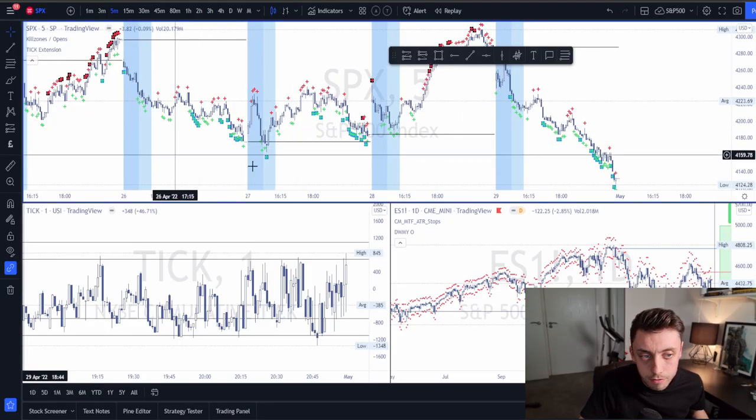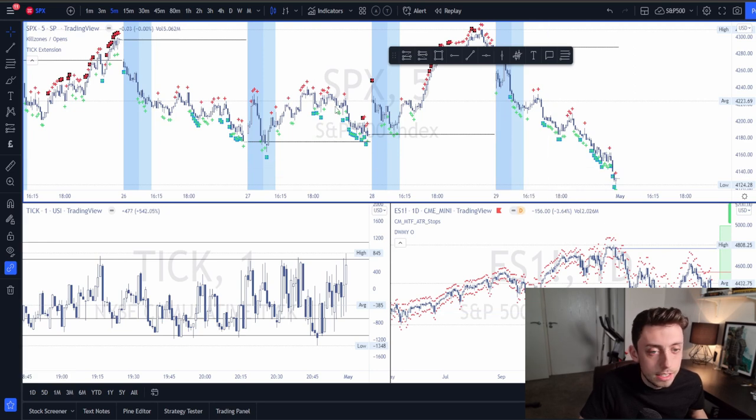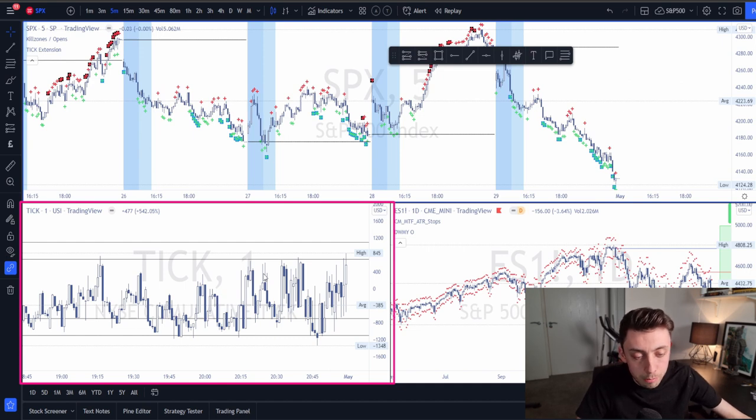So here we are on the charts. The first thing I'm going to say is ignore everything that's up here and just look down here. Don't know why that's pink. Basically what we are doing is loading up the tick, and this is showing us how many institutions or big players are buying and selling stocks. So how many of those stocks are being bought and how many of those stocks are being sold.